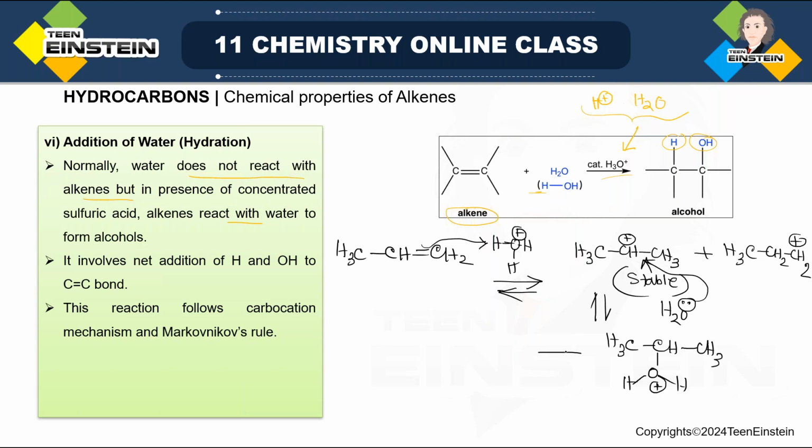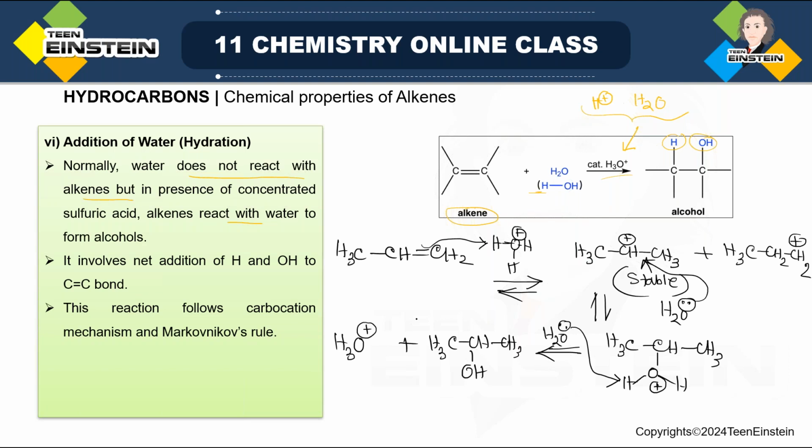Now oxygen is positively charged, and in the final step, if we consider another neutral water molecule, it can capture H, and finally you are getting H3C, CH, OH, CH3. The fate of this H2O is that it will produce another hydronium ion, and this can start a reaction with another alkene molecule.